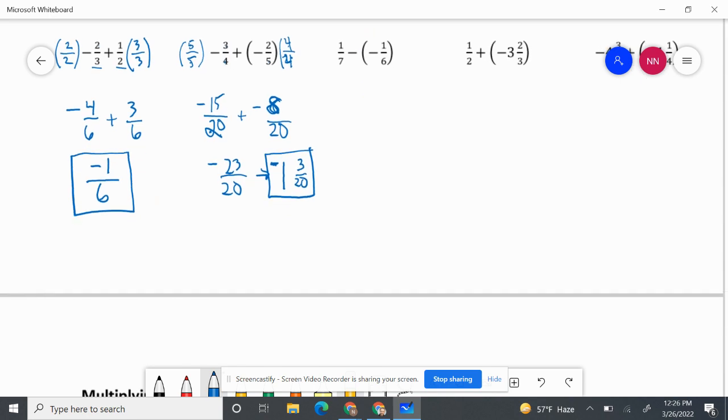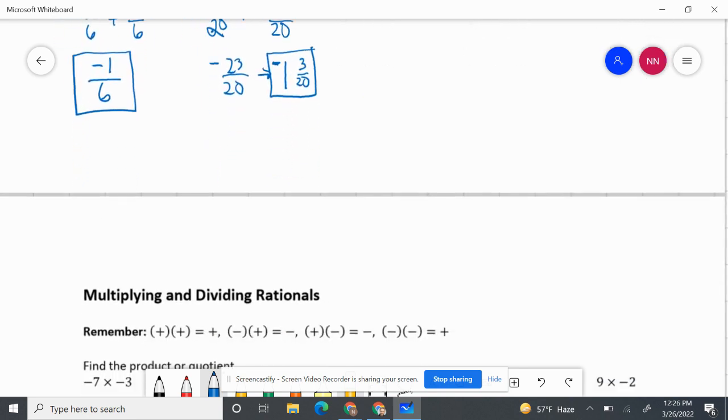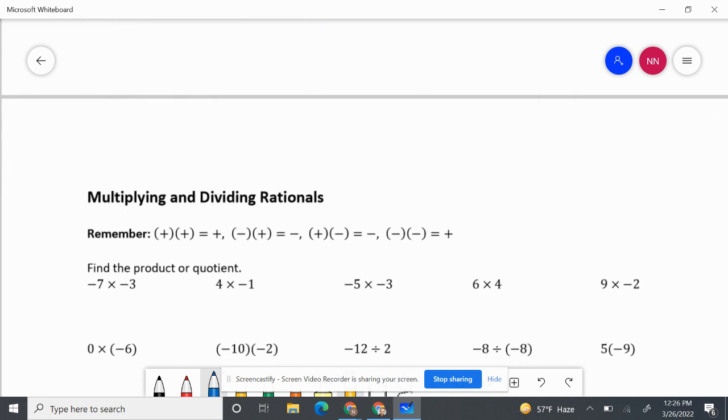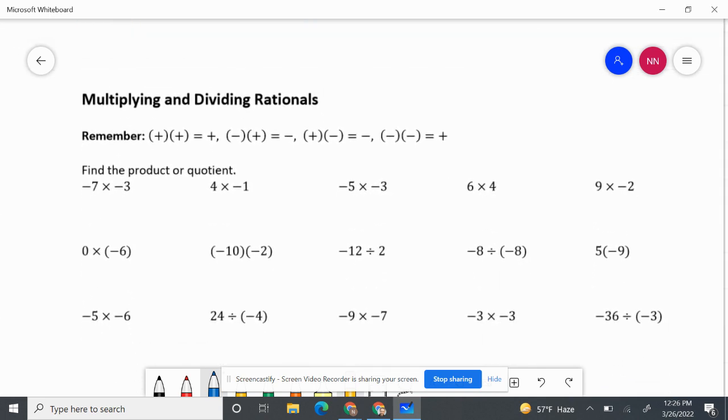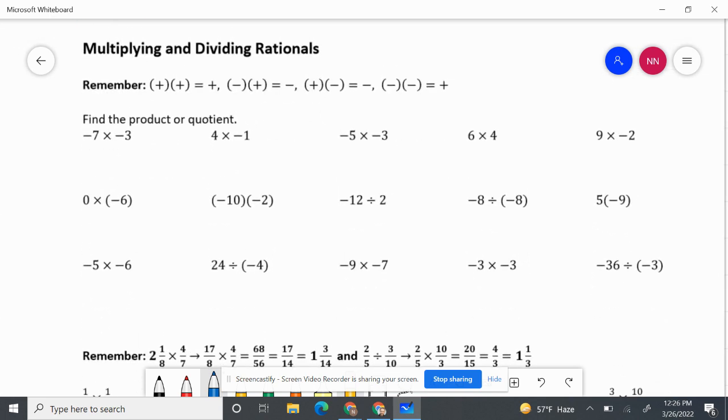Now, what we're going to do is look at multiplying and dividing rationals. When we're multiplying and dividing rationals, what we have to remember, and we're going to start with our integers first, and then we're going to move into our fractions. A positive times a positive is a positive. A negative times a positive is a negative. A positive times a negative is a negative. And a negative times a negative is a positive. So let's just look at a couple of these.